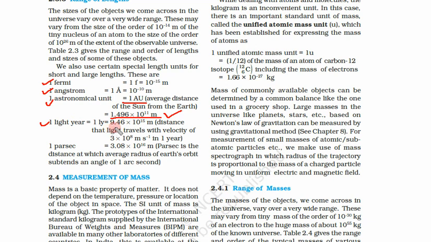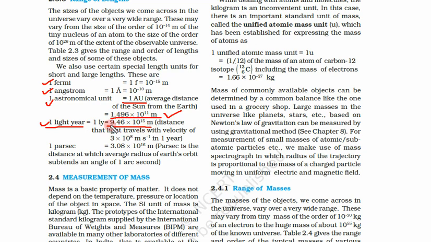So 1 light year is the distance traveled by light in 1 year. We already know that velocity of light is very high. So light travels a large distance in 1 year. So we generally use light year unit to define the stars, how far they are, because they are generally 4 light years, 5 light years. That means light takes 4 to 5 years to travel from them to us. So those are very far. So 1 light year is equal to 9.46 into 10 to power 15 meter.